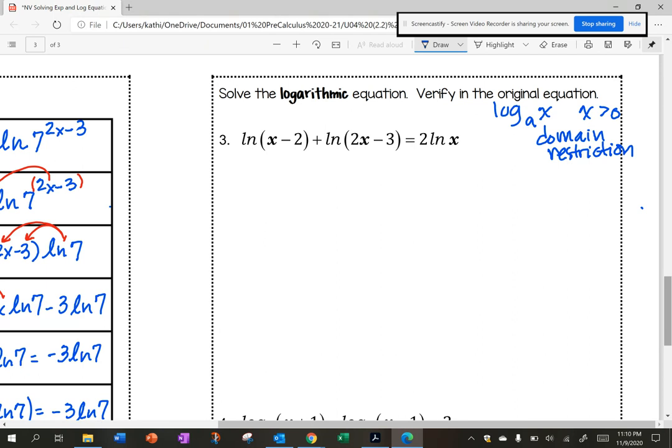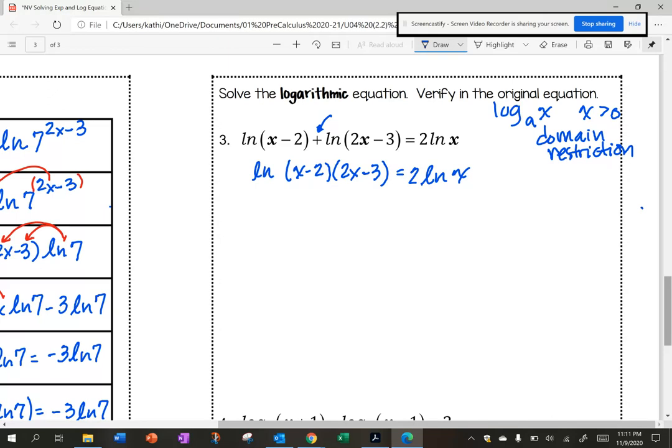Okay, so I am looking at the left side of my equation. I am in the expanded form, so I am going to condense it. I see I'm adding here, so that means I need to multiply when I condense. So natural log of (x minus 2) times (2x minus 3) equals 2 times the natural log of x.